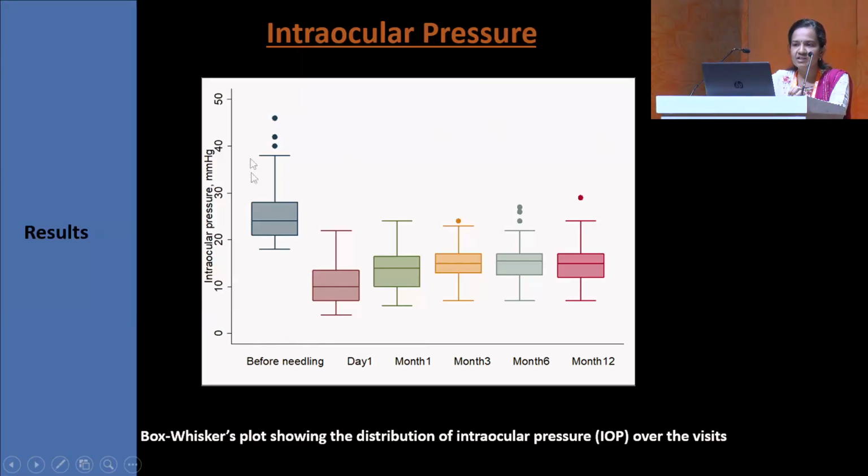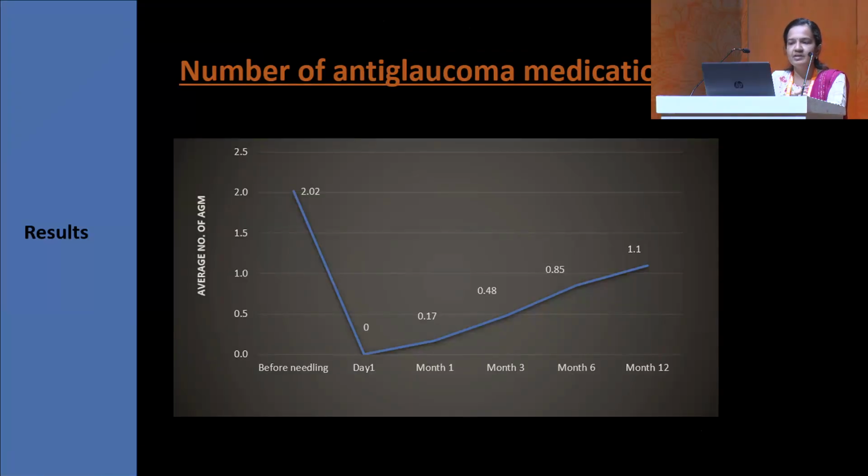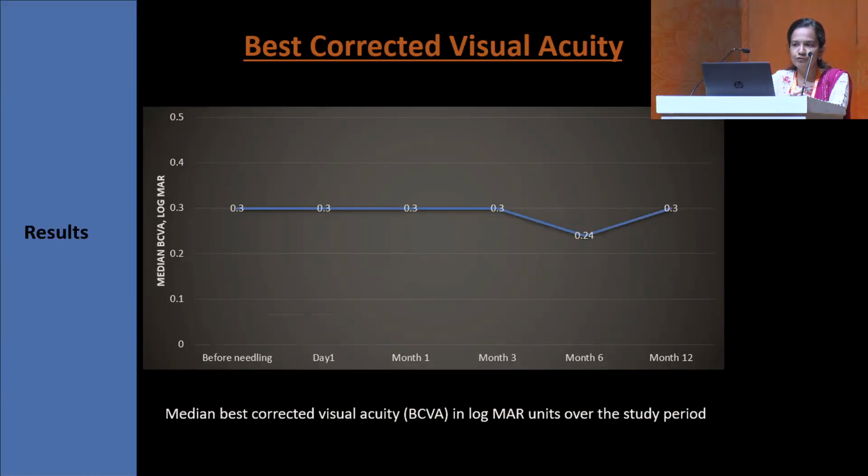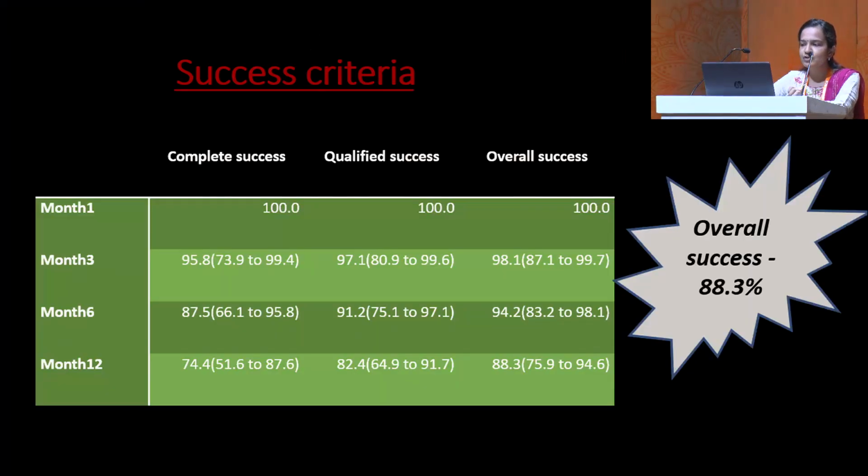Here we can see the preoperative intraocular pressure, and at month 12 after the bleb needling, there was a significant reduction in the intraocular pressure. The number of anti-glaucoma medications also significantly reduced from 2.02 to 1.1 at the end of 12 months. The BCVA remained the same. The success was overall around 88.3% at the end of 12 months.